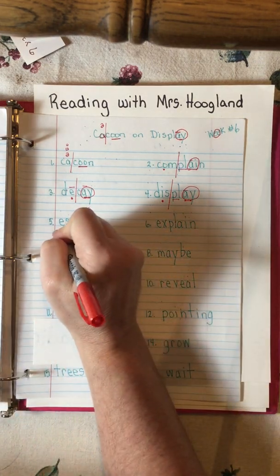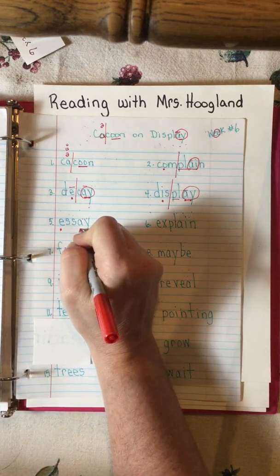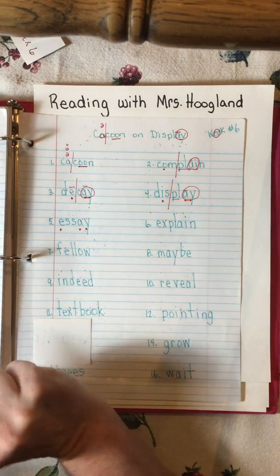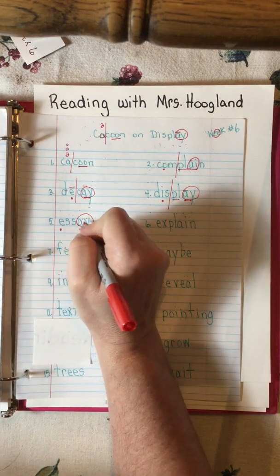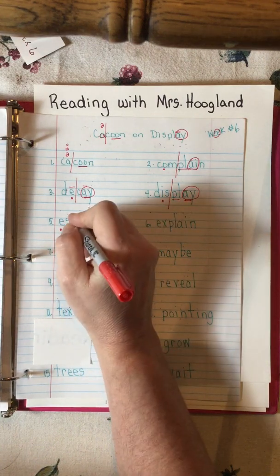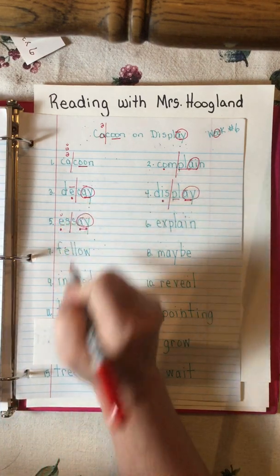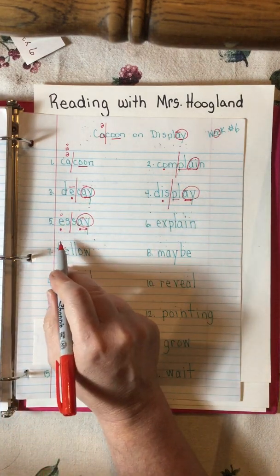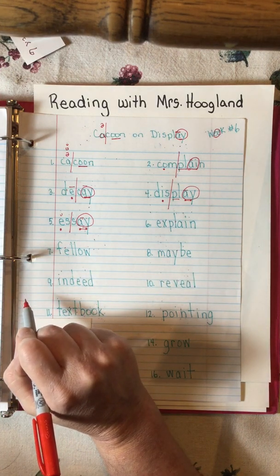I have a vowel, consonant, consonant, and then two vowels beside each other. I know that A-Y says long A. Since it's vowel, consonant, consonant, vowel, I know I'm going to split it in between the consonants. So this becomes essay. Have you ever had to write an essay before? An essay is a long story.